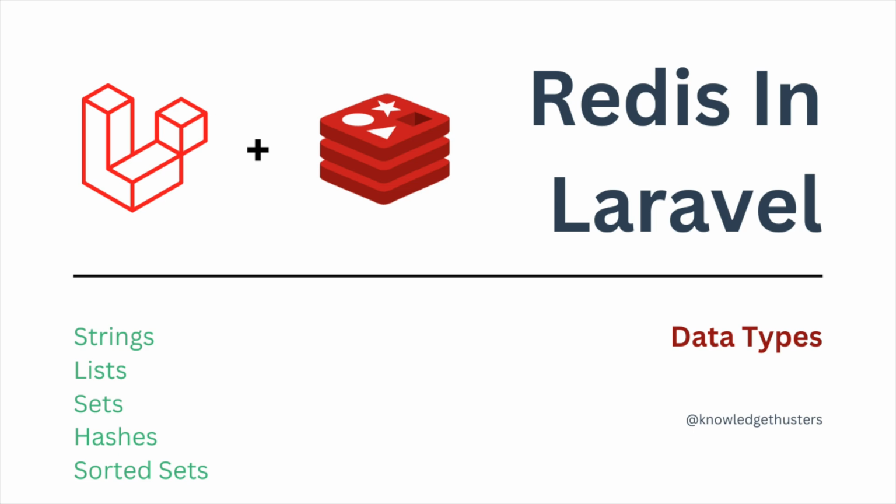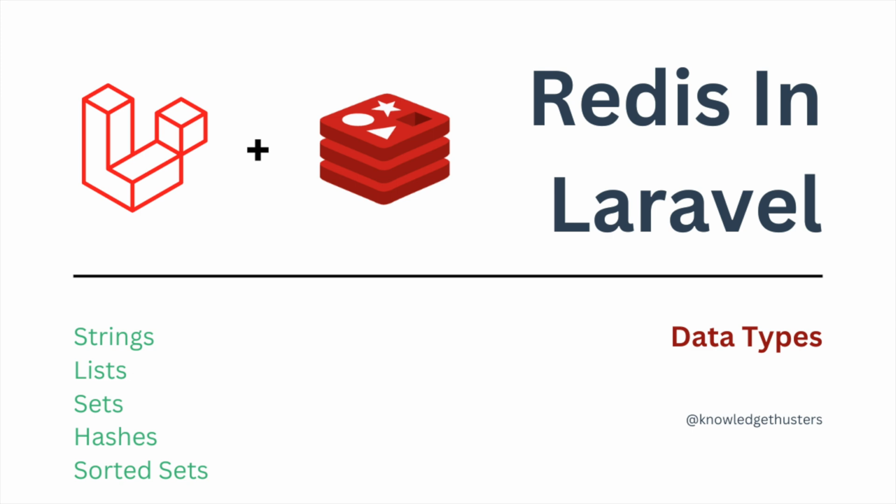So today we are going to see data types in Redis and Laravel. There are 5 data types: strings, lists, sets, hashes, and zset, that is sorted set. Today we are going to see strings only.